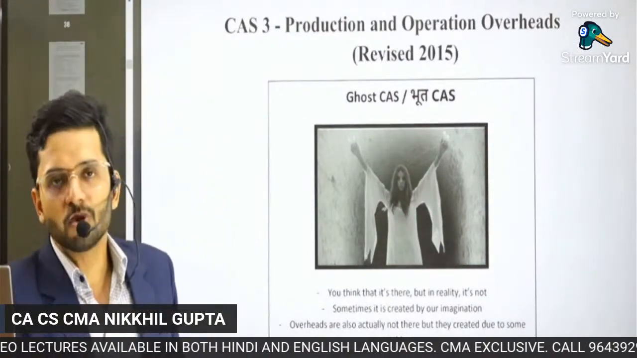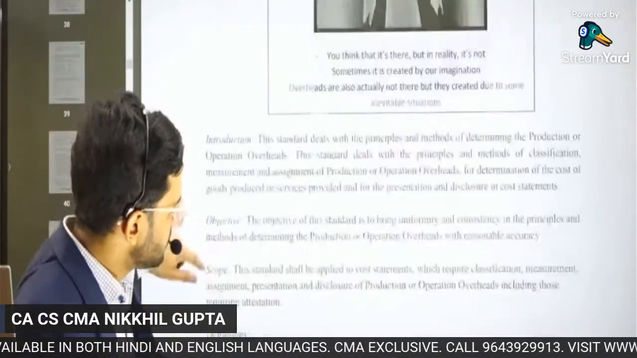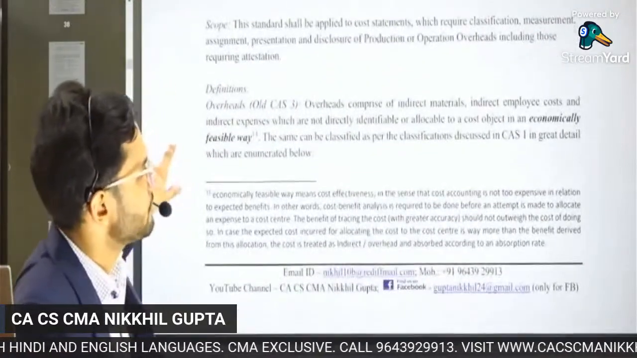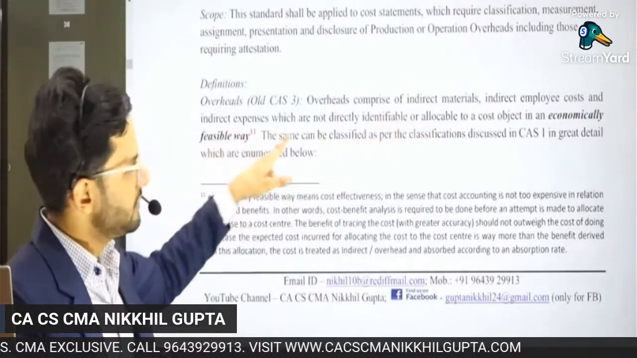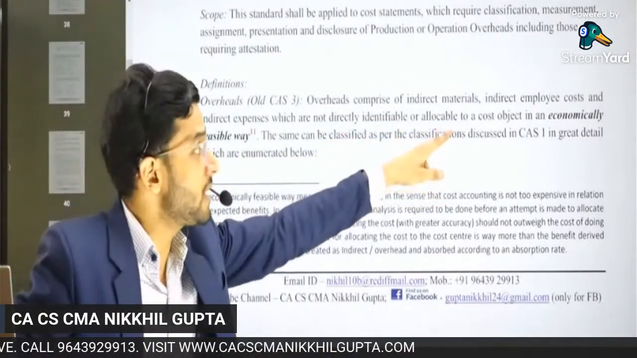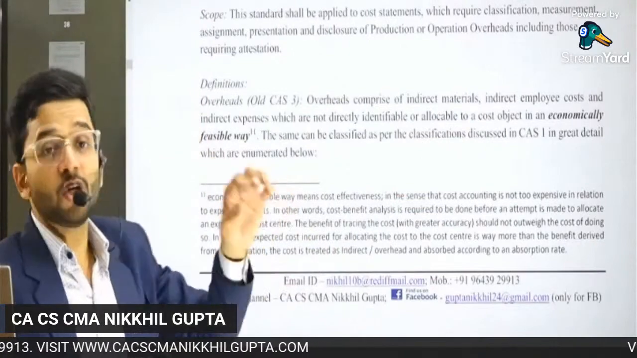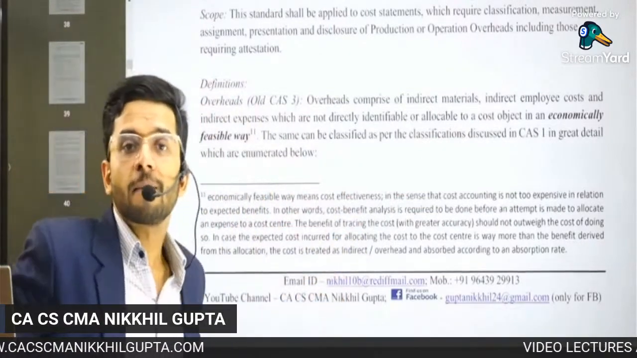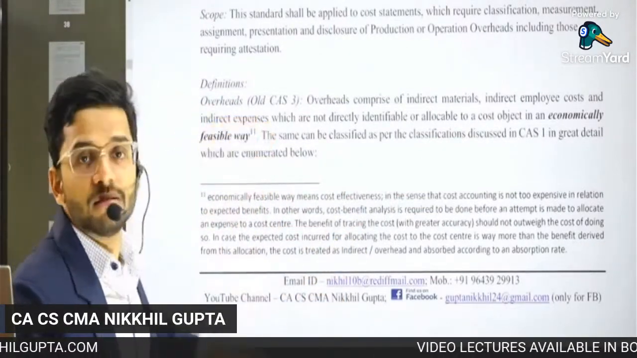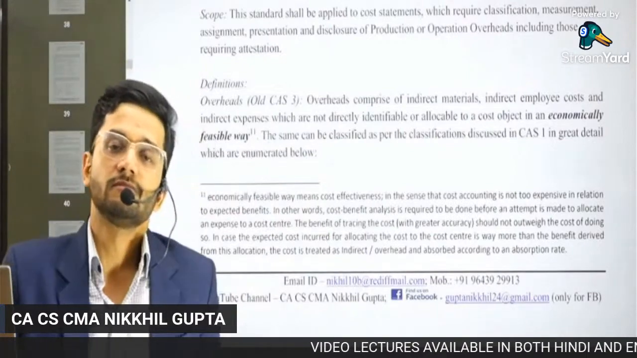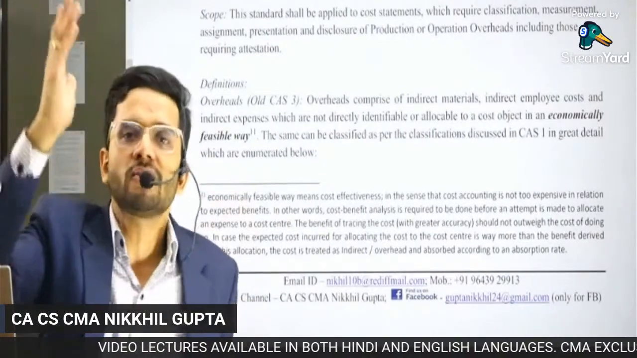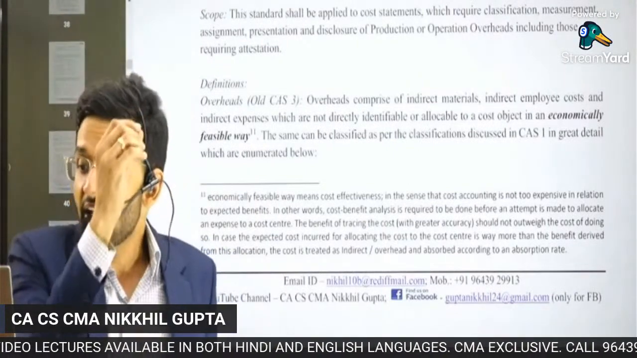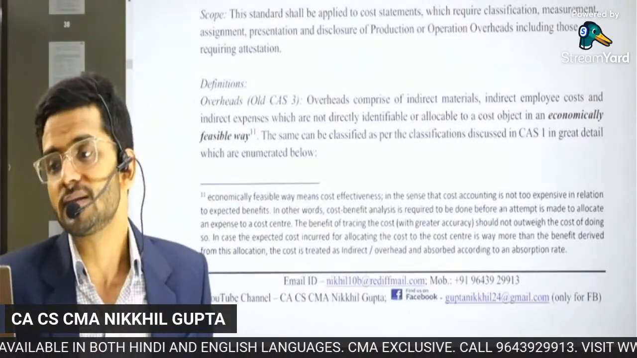And that is why the most important thing in this particular cost accounting standard is the definition of overheads. Overheads means the indirect material, indirect labor, and indirect expenses which are not identifiable or allocable to a cost subject in an economically feasible way. If you do not write these words, then your definition is incomplete. Because every expenditure can be allocated to the cost centers. There's no expenditure which cannot be allocated to a cost center. Every cost can be allocated to a cost center. That is the fact.